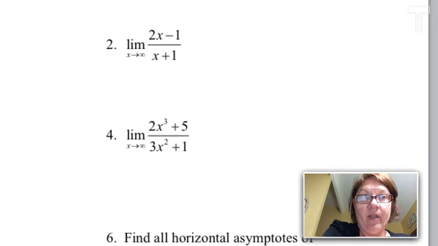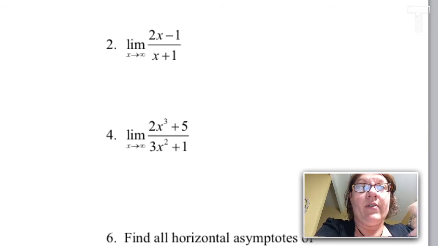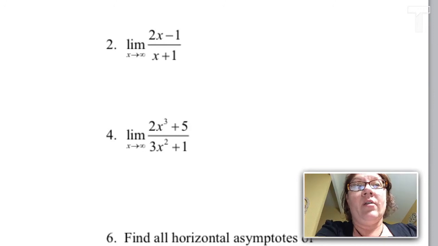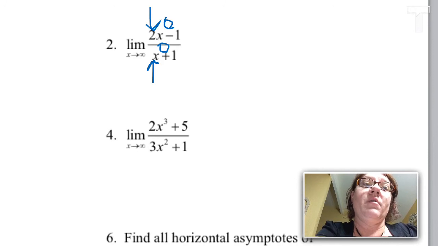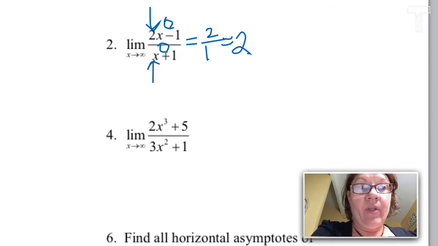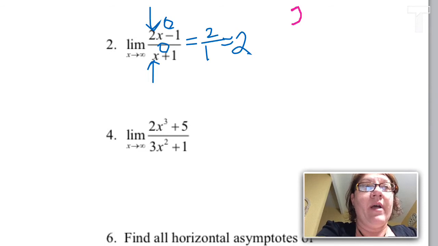Again, a couple of ways to think about this one. I can treat it as the rational polynomial that it is, and I can look at the degree of the numerator and the degree of the denominator. They're both 1s, so since they're equal, I get leading coefficient over leading coefficient. So this value would be 2 over 1, which is 2.